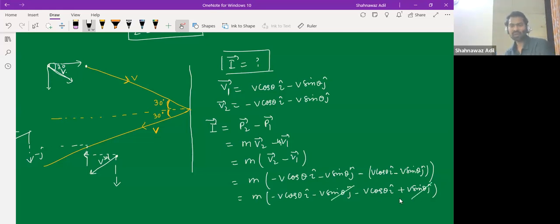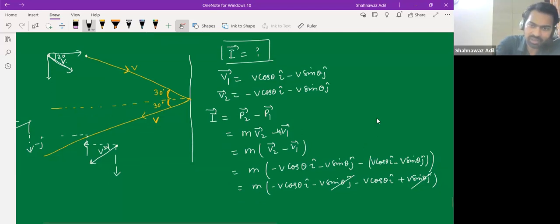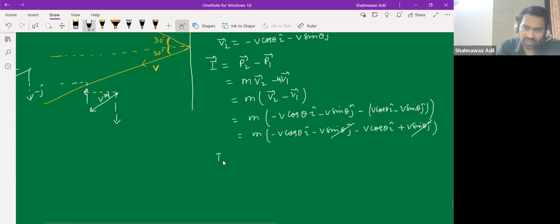Whenever you see these kinds of questions where the ball is striking the ball with some angle, you can see which component is getting cancelled. The sine theta j component, the Y component, will get cancelled, right? So always remember this. We will get the impulse, which is minus 2 m v cos theta i.